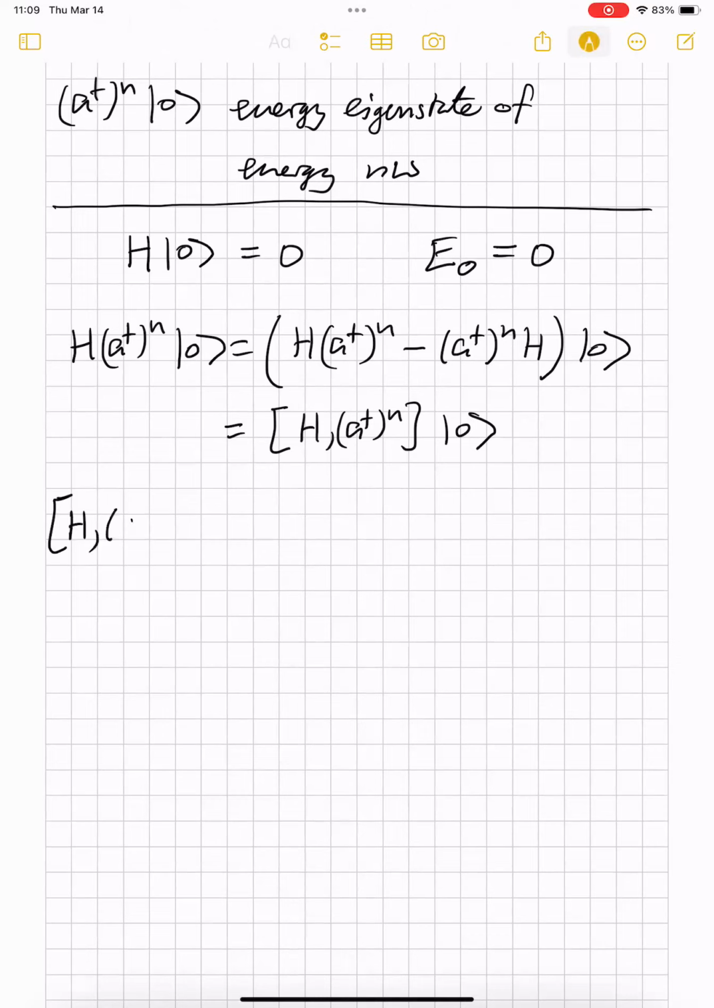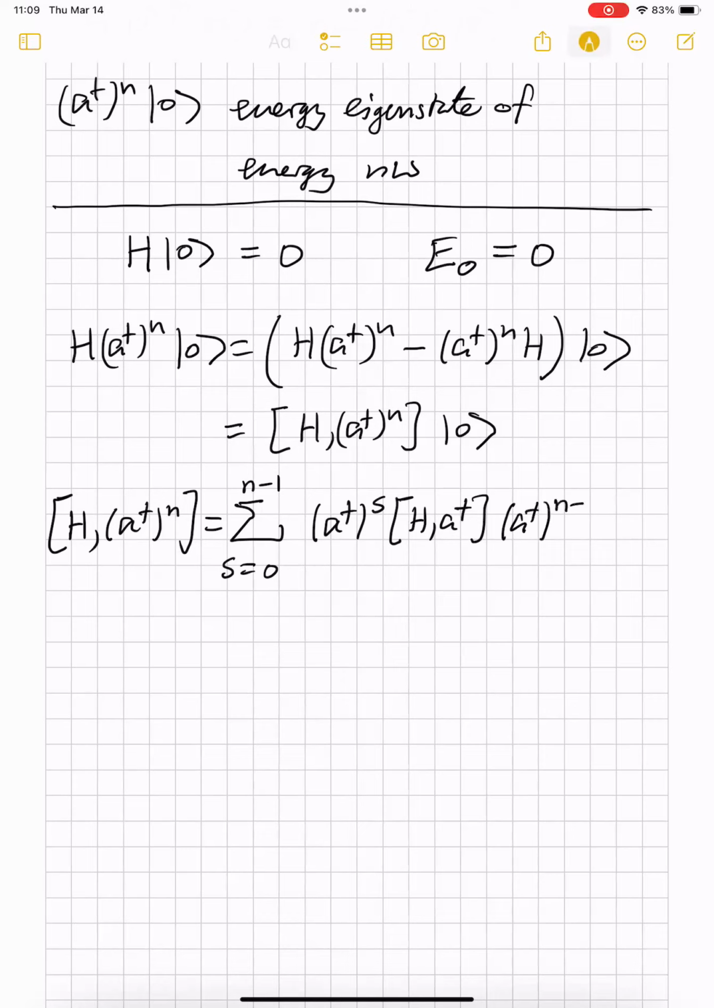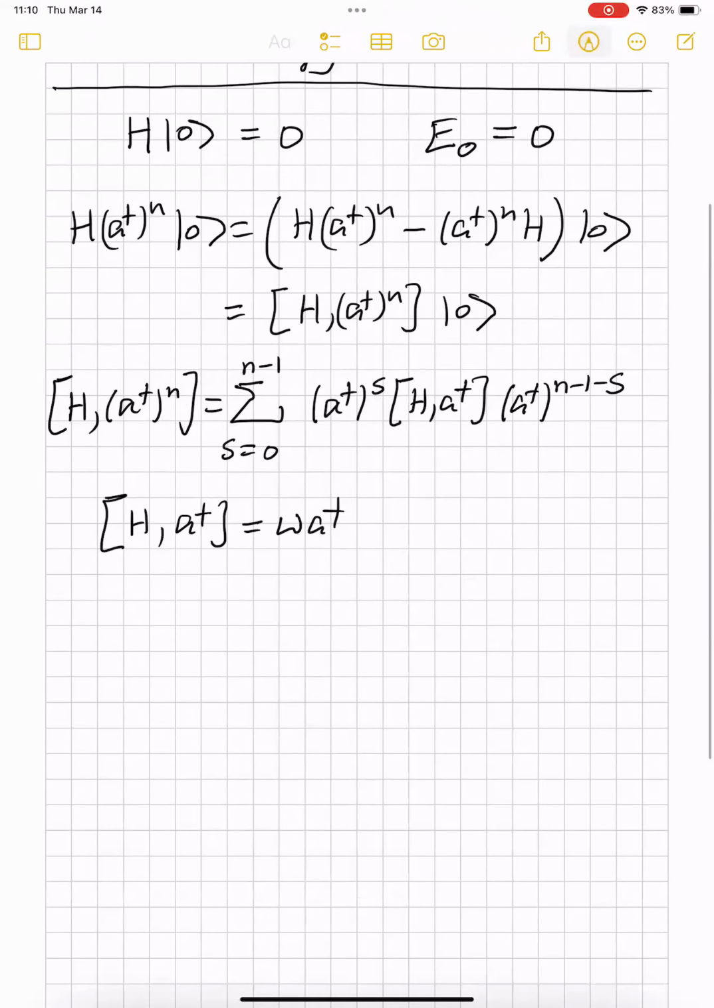So I'm just going to write down the product rule, and I want you to check this formula, okay? I know you can prove this. So this is just a hint. You convince yourself, you prove that this formula is correct, and all that this is, is just the product rule. So there it is. Then just use the fact that the commutator of H with a dagger is omega a dagger, and the result follows immediately. Okay? So that was the first hint I wanted to give you.